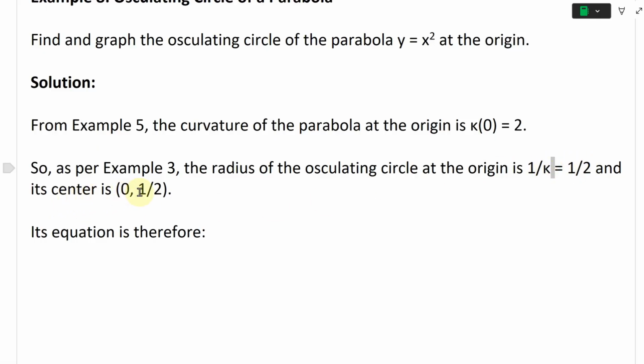And its center is going to be above the origin: the x is 0, and the y is at the top of the circle, which is at 1 over 2. So that's the radius, and the center is 0, 1 over 2.